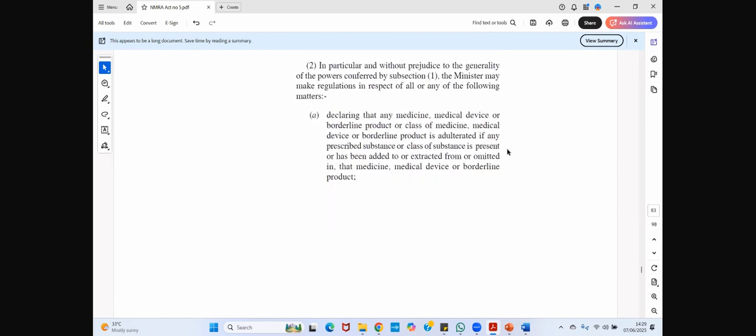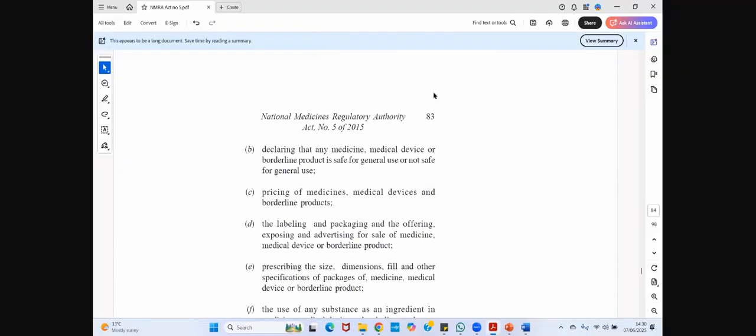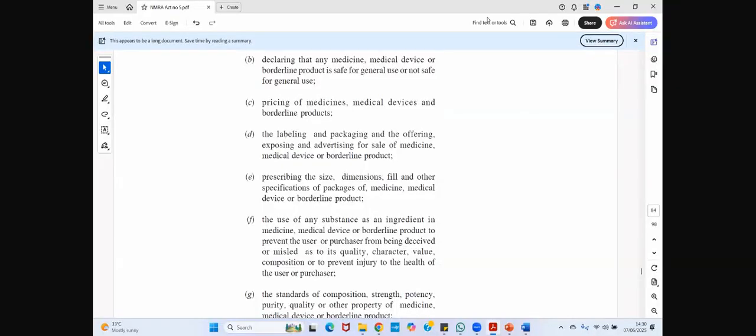So the minister can make regulation on declaring that any medicine, medical device, or borderline product, or the class of medicine, medical device, or borderline product is adulterated. So if any prescribed substances or class of substance is present or has been added to or extracted from or omitted in that medicine, medical device, or borderline product. So minister again can make rules on these things, right?